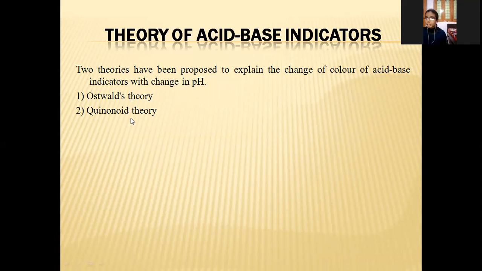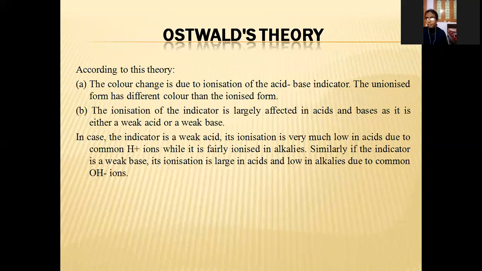So these are the two theories which have been involved in the acid-base indicators. The first one is the Ostwald theory. The next one is the quininoid theory. So let's see what the Ostwald theory is. This Ostwald theory is mainly based upon the color change.